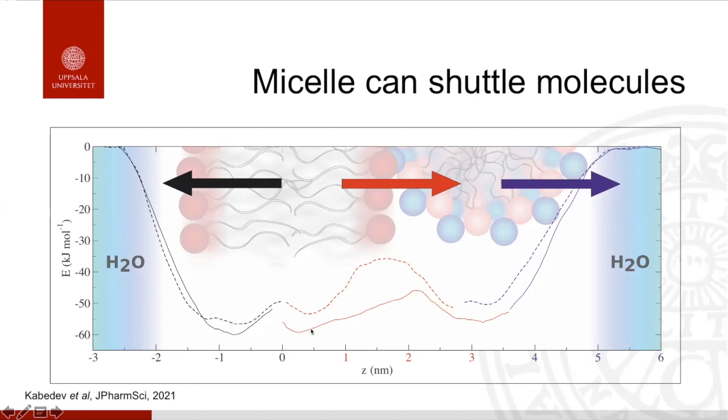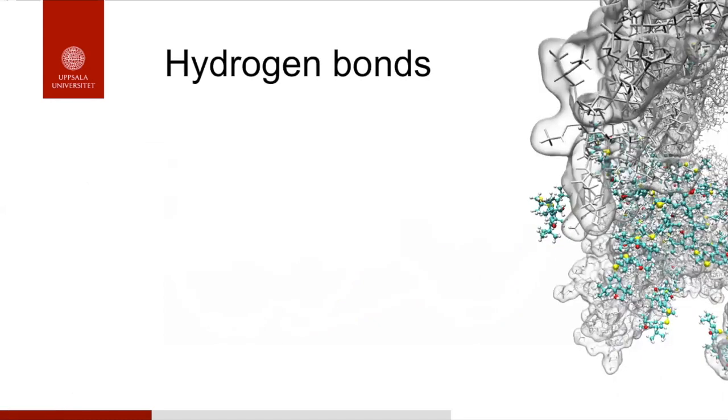But if the micelle is at the surface of the membrane, then the drug is more likely to overcome this barrier and go to a slightly happier place in the membrane, as compared to if it needs to leave the micelle and go to the membrane as a single monomer, a single molecule. So that means that this micelle can serve as a shuttle bus for some of the hydrophobic molecules.